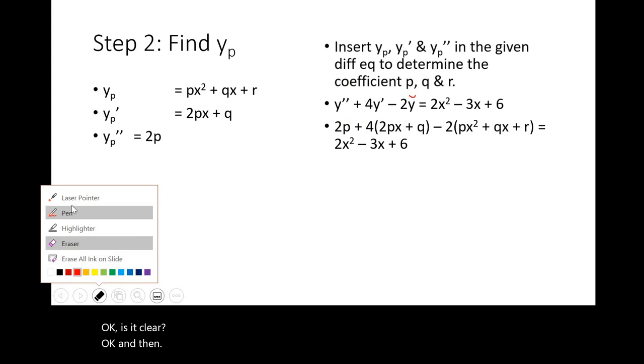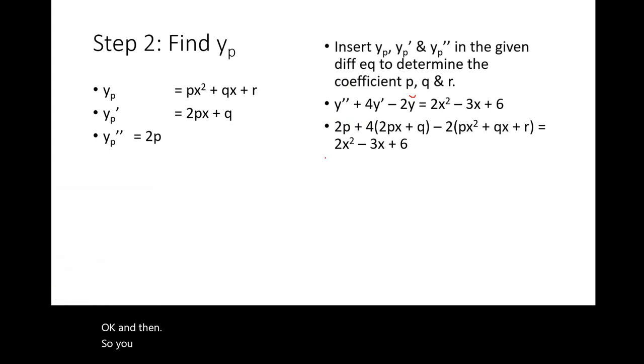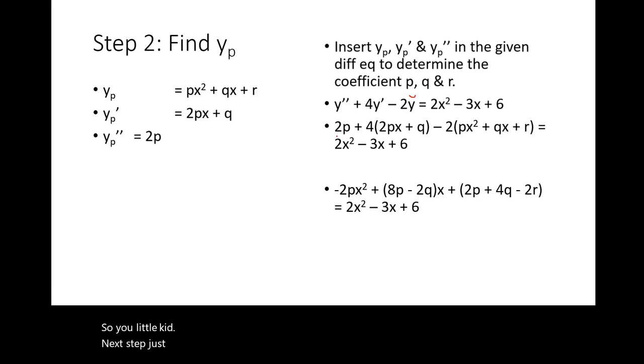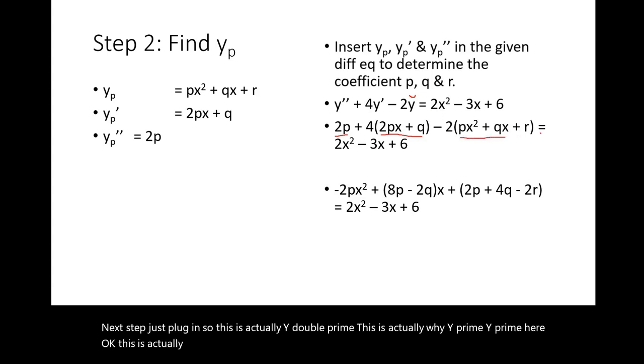Okay, and then the next step, just plug in. So this is actually y double prime. This is actually y prime here. This is actually the yp. Then equal it to the right hand side. The f(x) is actually 2x squared minus 3x plus 6.